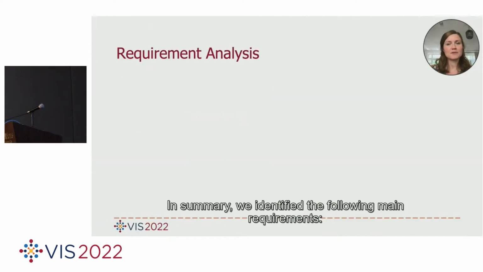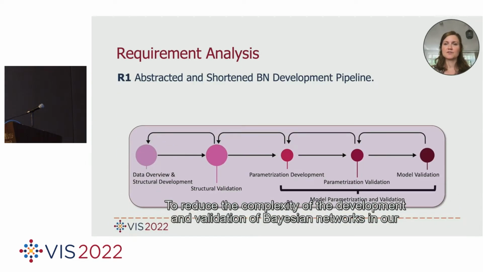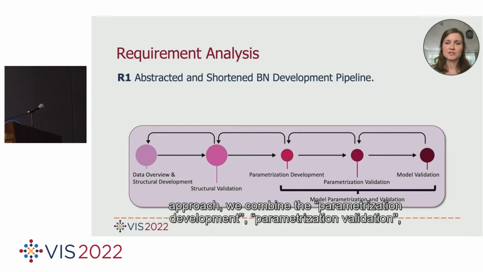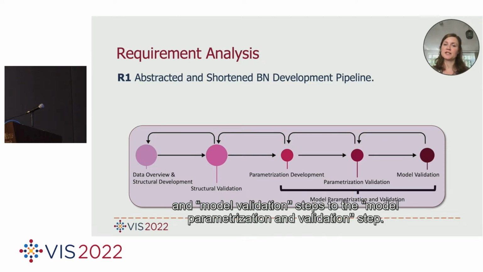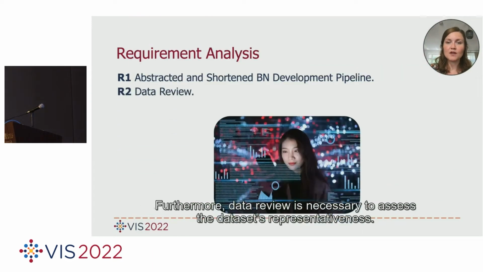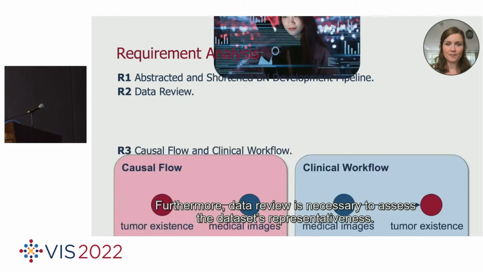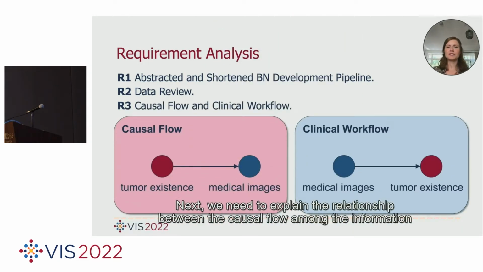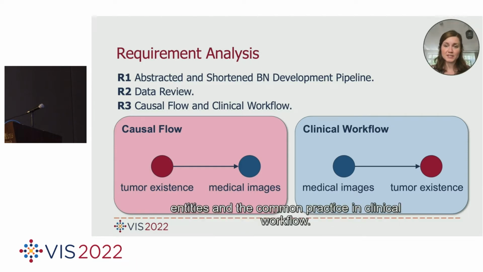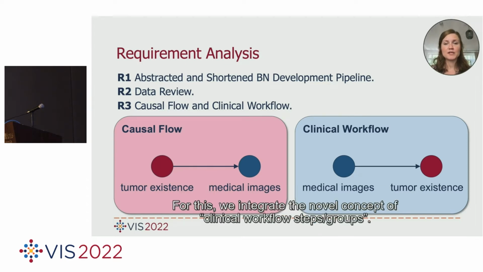In summary, we identified the following main requirements. To reduce the complexity of the development and validation of Bayesian networks in our approach, we combine the parameterization development, parameterization validation, and model validation steps to the model parameterization and validation step. Furthermore, data review is necessary to assess the dataset's representativeness. Next, we need to explain the relationship between the causal flow among the information entities and the common practice within clinical routine. For this, we integrate the novel concept of clinical workflow steps groups.